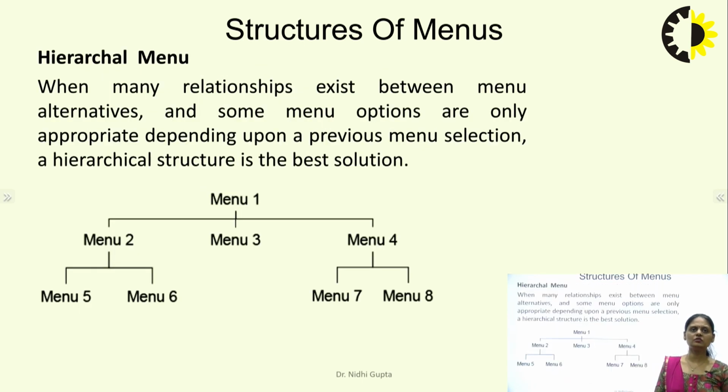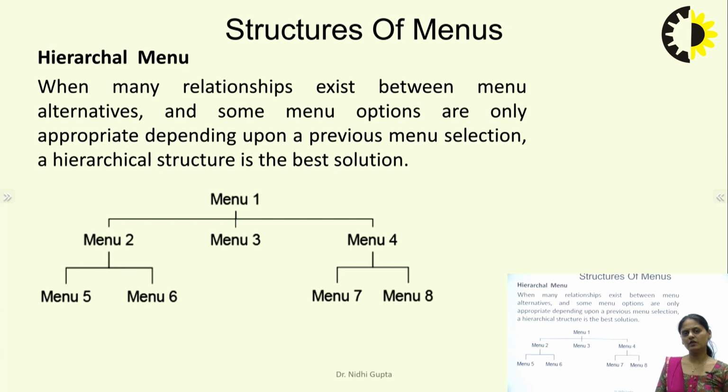Now the next structure of menus is the hierarchical menu. As the name suggests, it forms a hierarchy. There is one top, then some sub-menus, then again multiple menus and sub-menus, and it goes on and on. When many relationships exist between menu alternatives, and some menu options are only appropriate depending upon a previous menu selection, then a hierarchy structure is the best solution.